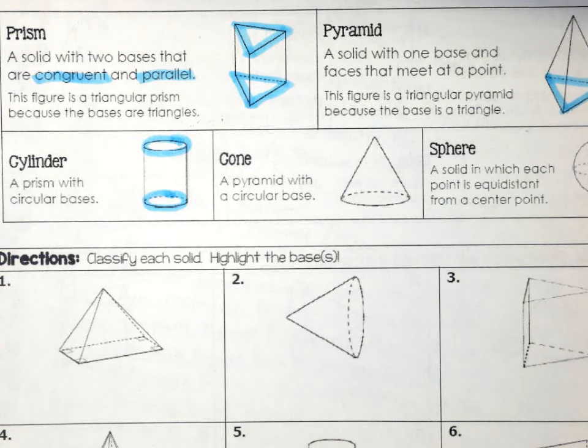A cone. A cone is a mix of a pyramid and a cylinder, excuse me. It's a pyramid with a circular base.